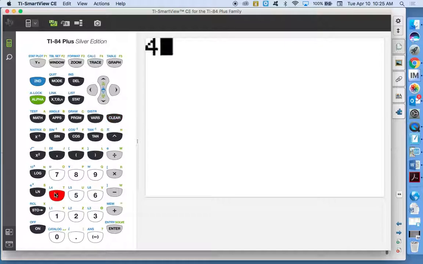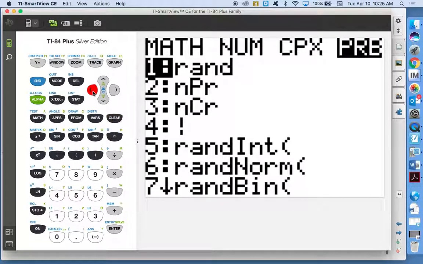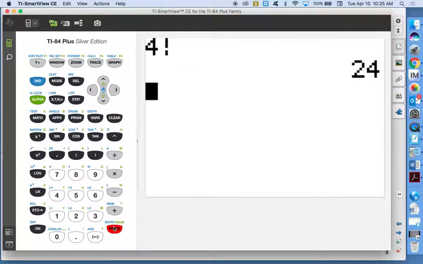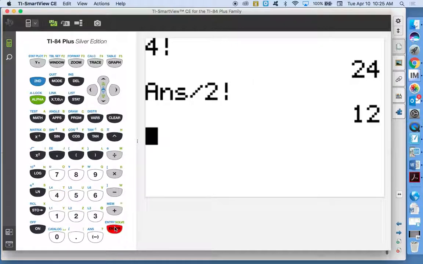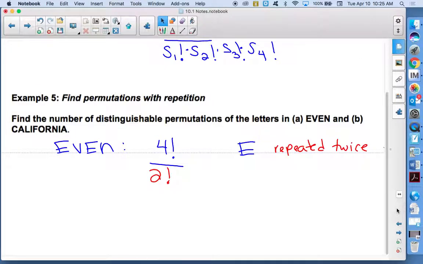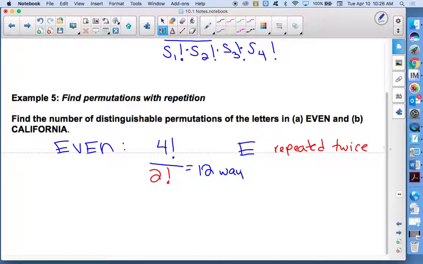So I have 4 factorial, and then I'm dividing that by 2 factorial. And it's telling me that there are 12 combinations, ways, if you just want to say ways, permutations. There are 12 different ways that we can arrange those letters in the word even.